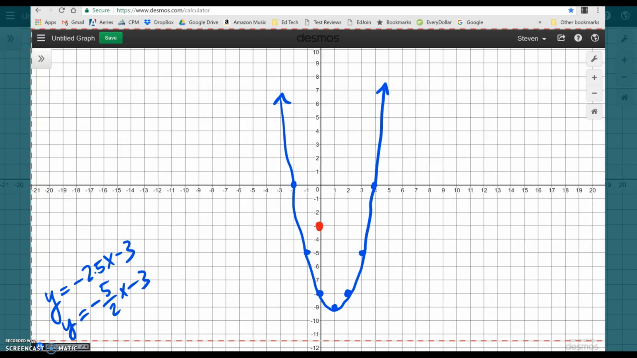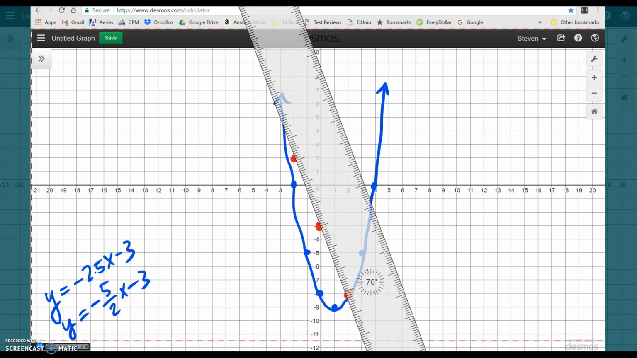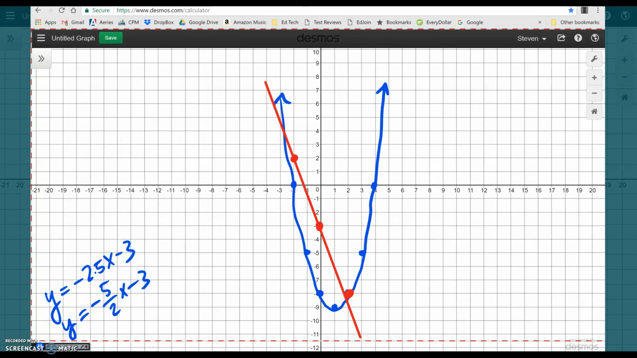Negative 3 is our y-intercept, and then it's a negative slope, so down 5 and then right 2. So you can see there's an intercept right there. Okay, and then I can also go up 5, left 2 as well. And then you can see the shape of the line. Grab your straight edge. Let's get those lined up. Let's graph a line. And there you go.